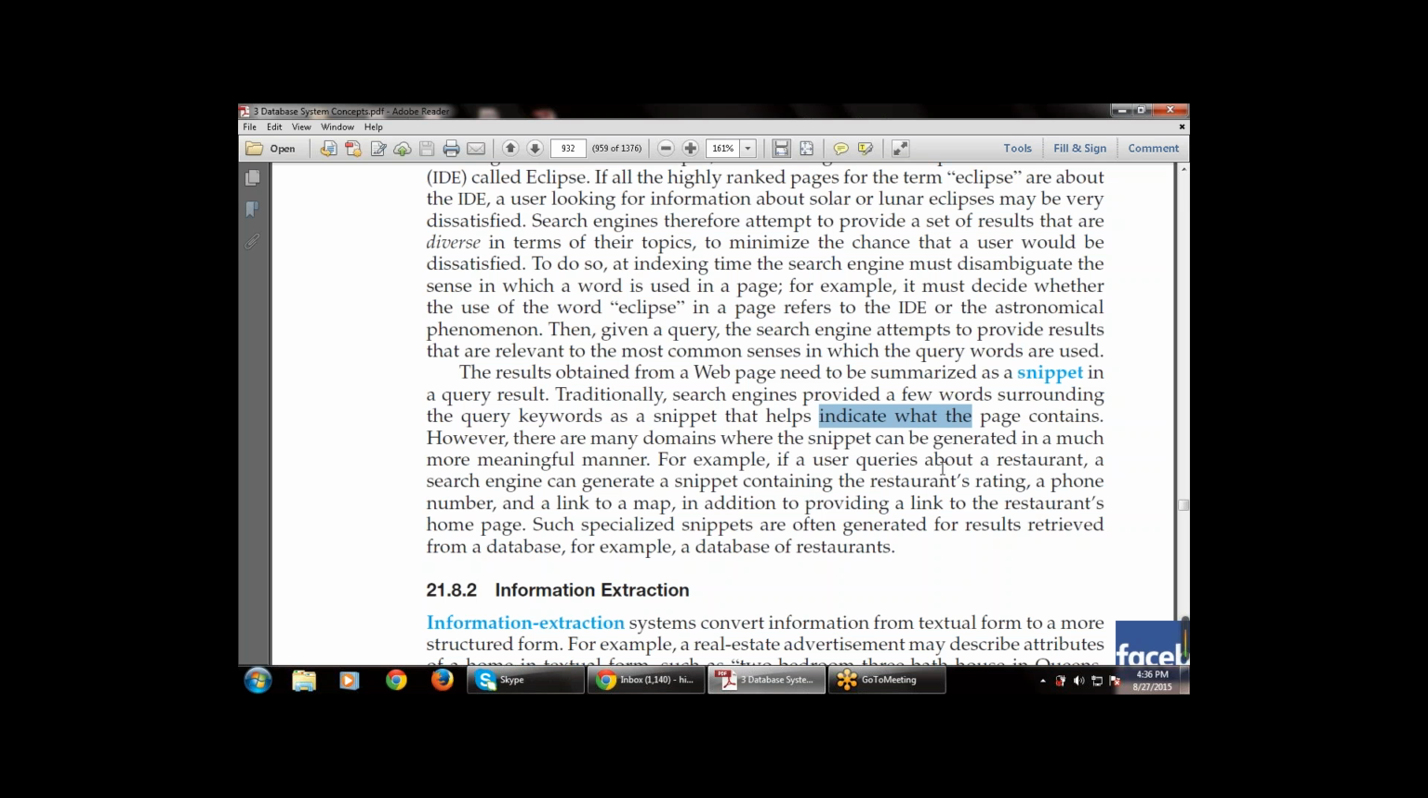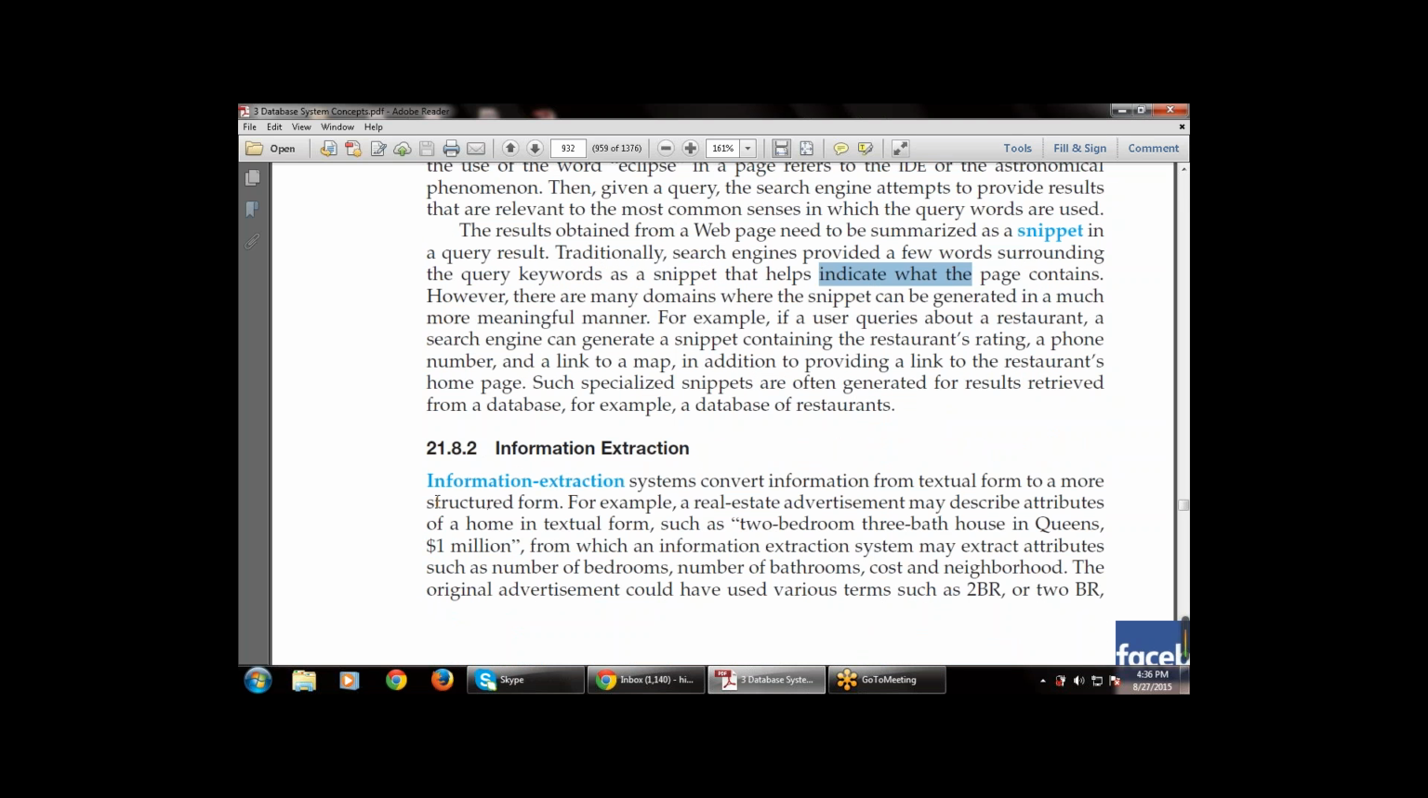Then next is information extraction, that is, how to extract information. An information extraction system converts information from textual form to a more structured form. For example, a real estate advertisement may describe attributes of a home in textual form.